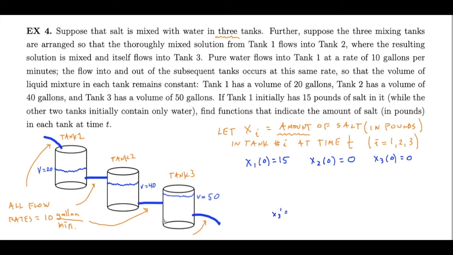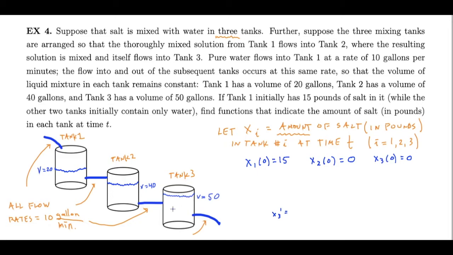So let's think about tank 3. How much salt is in tank 3 and how is that amount of salt changing with respect to time? Well, initially, as we've already pointed out, tank 3 has no salt in it at all. And again, remember I'm talking about the amount of salt. So I've already established that through this initial condition. So then how does tank 3 ever have salt in it?